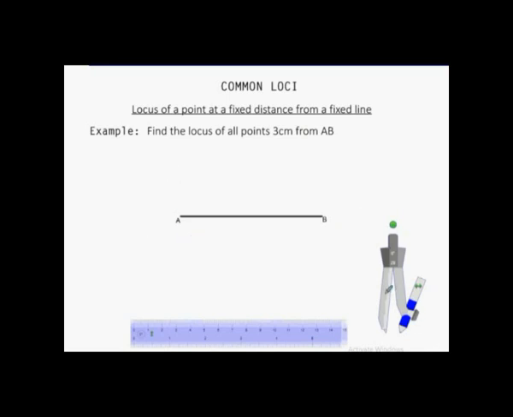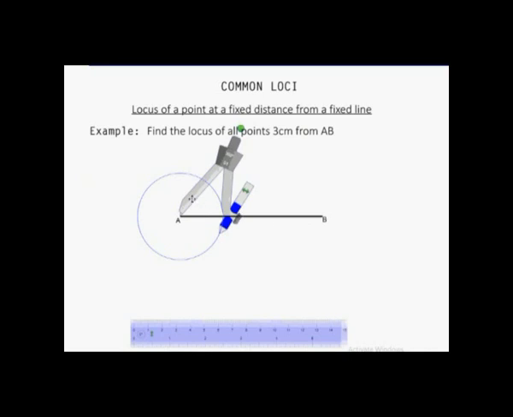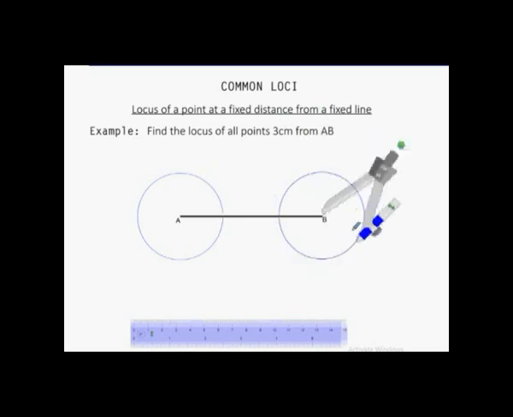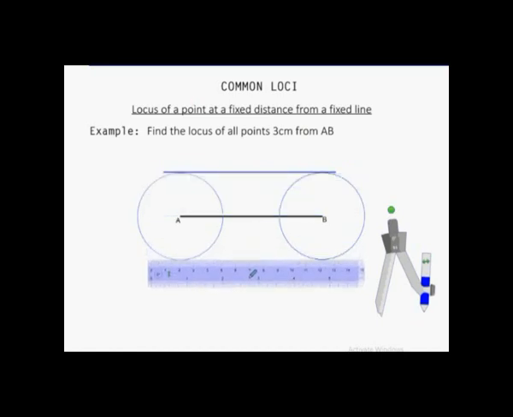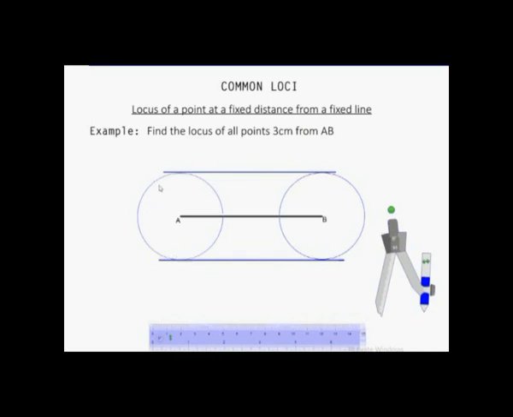And so the thing to do is take the compass and first measure 3 centimeters. Place it at A and draw a circle. All points on that circle are 3 centimeters from the end of that line. Do the same with B. You can now draw tangents to the two circles. And so all around on those lines is the locus we are looking for.